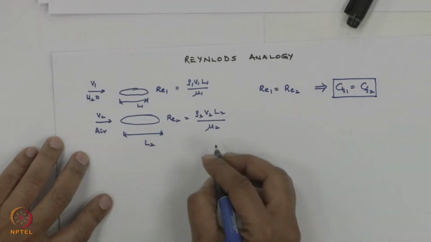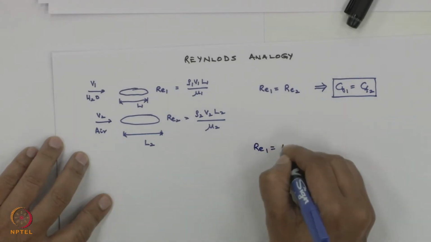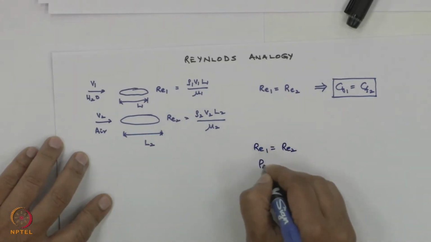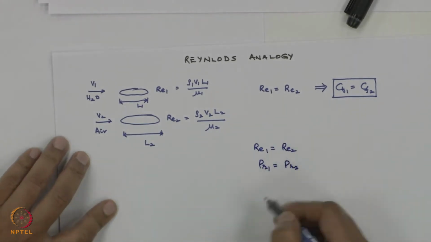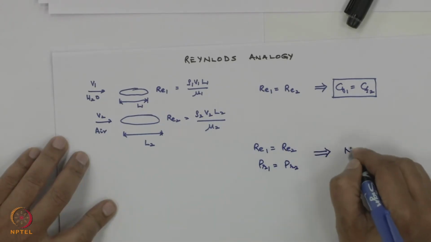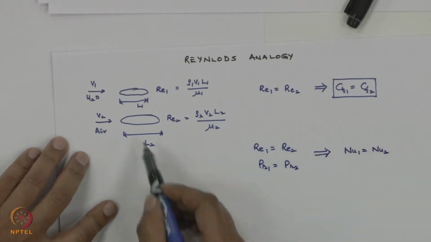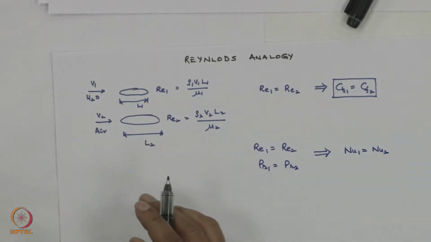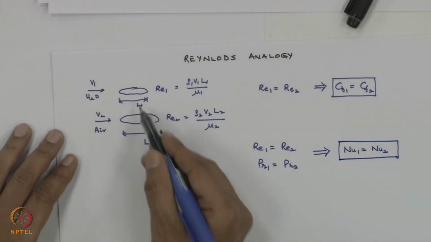But from the energy equation, what is it that I need to keep the same? Not just the Reynolds number, Re1 equal to Re2, I need to keep Pr1 equal to Pr2. If I do this, what does that mean? It means that the Nusselt numbers also are going to be the same. So this is a big boon now. This helps in scaling down or scaling up.